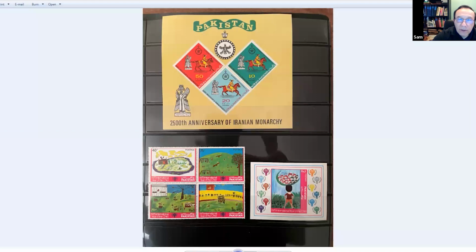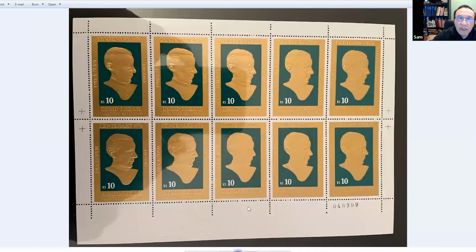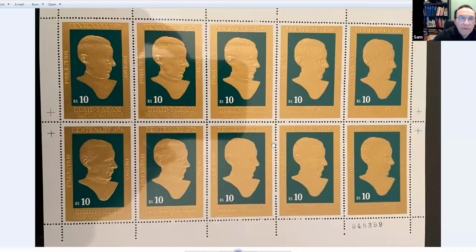Some more sheets, some more blocks, and the last one is again Jinnah, Quaid-e-Azam, right? Mohammed Ali Jinnah. That's the last stamp. Okay, so this is it.